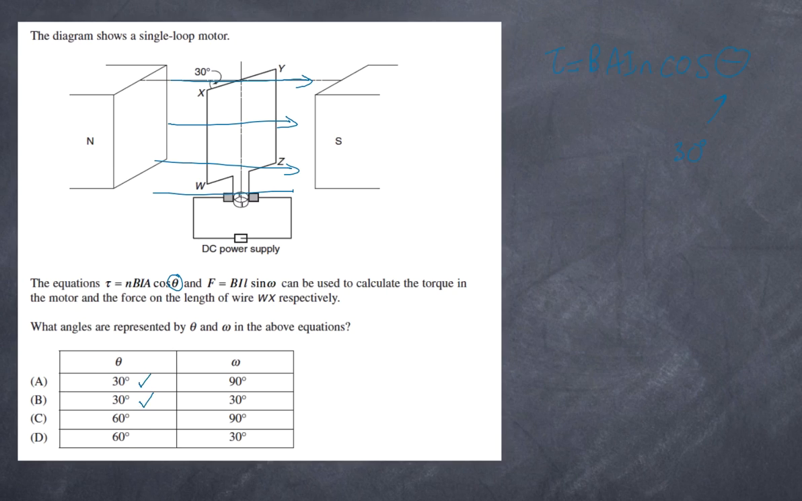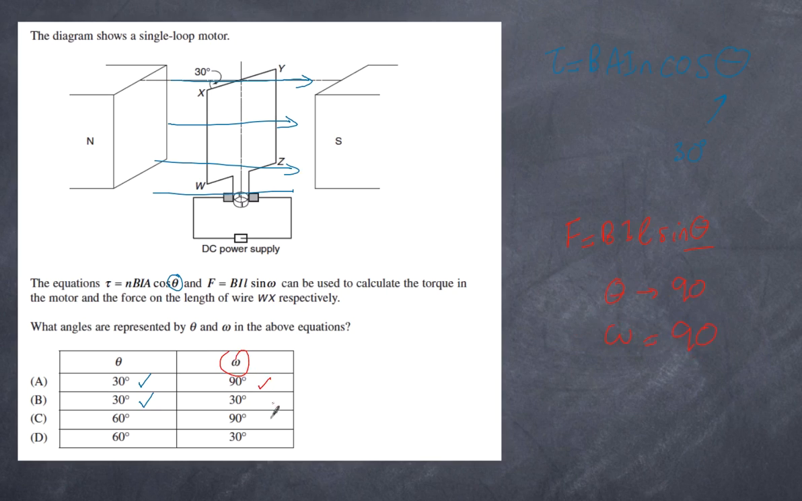But what about the other angle? Well, first of all, what is the formula? F is equal to BIL sine theta. And what is theta? Theta is the angle between the wire and the magnetic field lines. So X and Y are rotating, but if you look very carefully, even though this loop rotates, X and Y never change the angle with respect to the magnetic field lines. It always remains perpendicular. So therefore theta has to be 90 degrees. But of course we're using omega, so omega is 90 degrees.